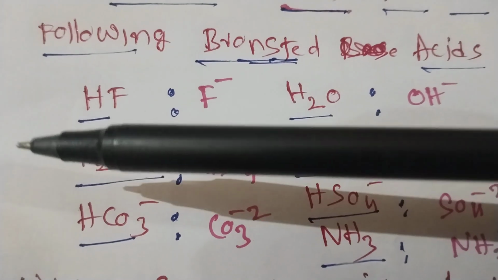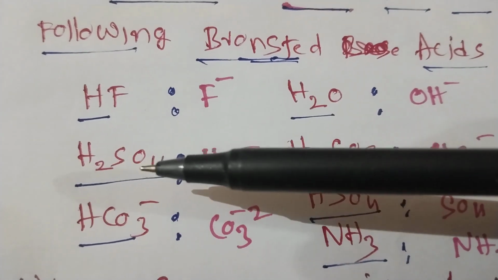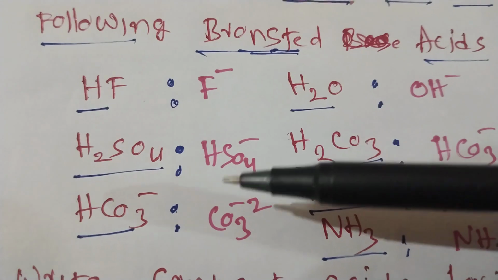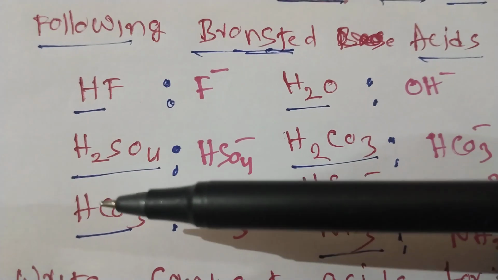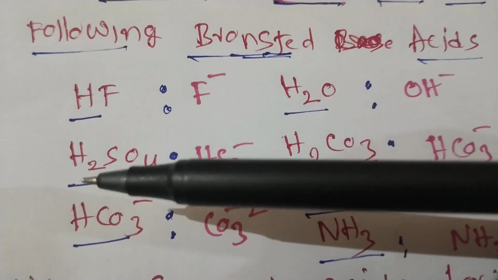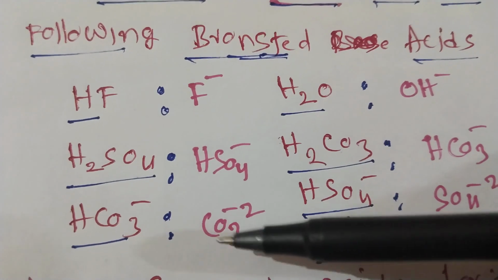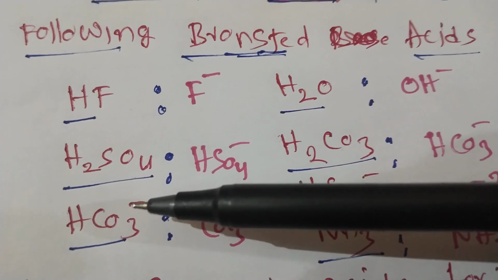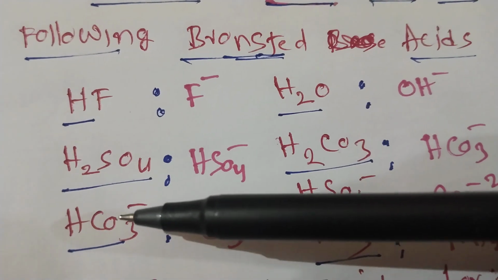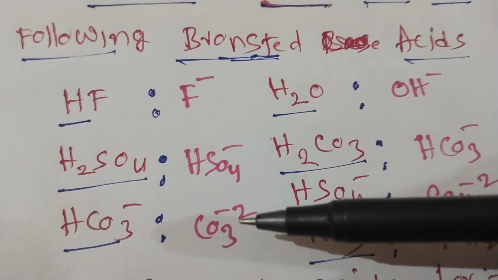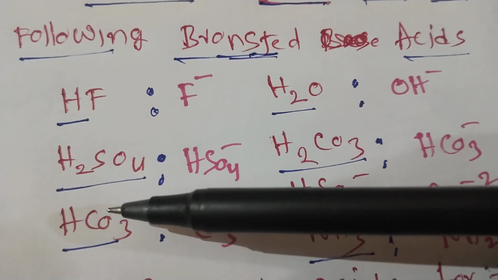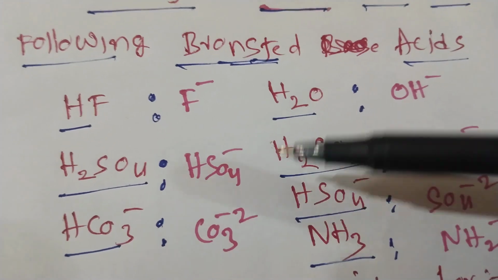H2SO4 means H plus plus HSO4 minus. Remove H plus, HSO4 minus. HCO3 minus, remove H plus, CO3 minus 2. Please note it. If it is a 1 minus, after removing a proton we have another minus, so minus 2. Here 1 minus, you have 2 minus.